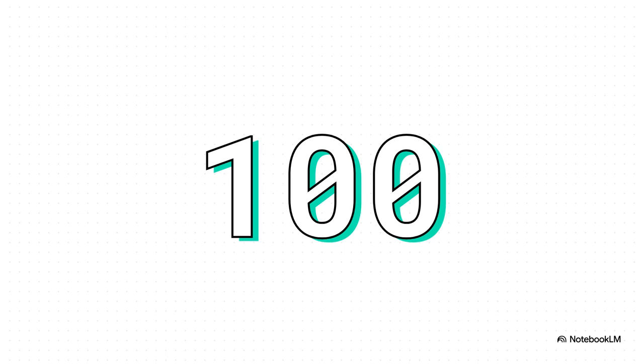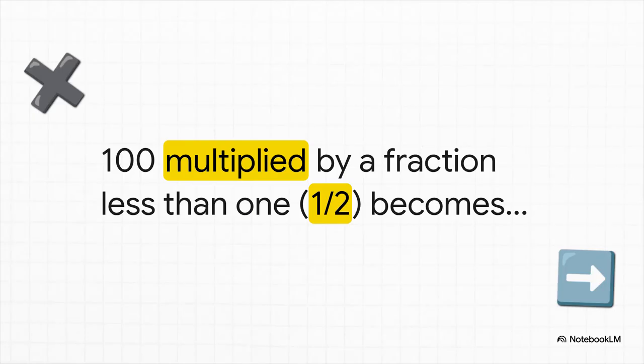Nice, round, easy. Okay, now we're going to multiply it by a fraction, one that's less than 1. We'll use 1/2 for this. And boom, you get 50. See? The number shrank. It got smaller. That's the principle in action. But, and this is where it gets really good, this lesson doesn't just stick with plain old numbers.